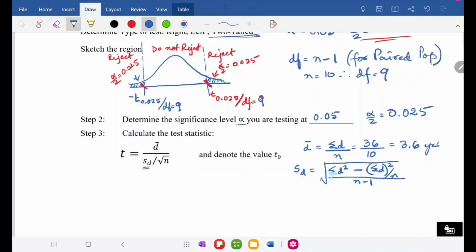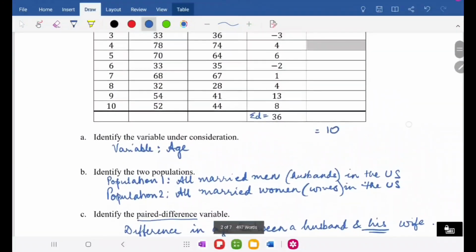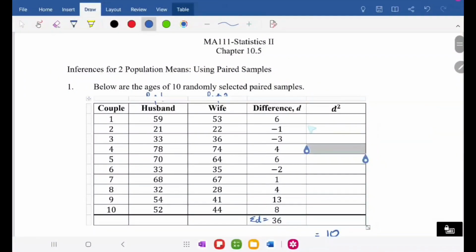Now we just have to find the values. We know sigma D is 36, which we also used in the formula for the mean, and N is 10. So all we need to calculate is sigma D squared. To find sigma D squared, we go back to our table, square each D value, and then sum up. So 6 squared is 36.